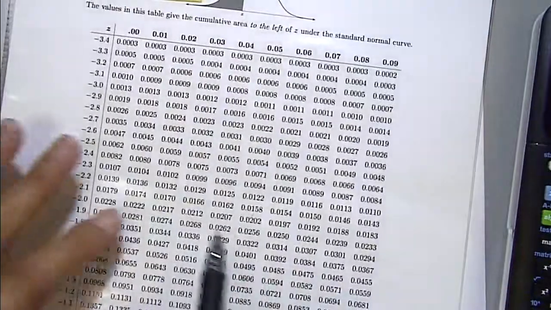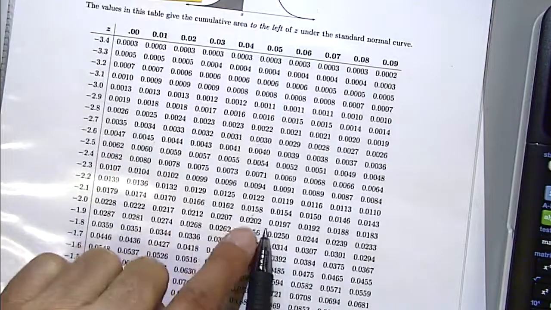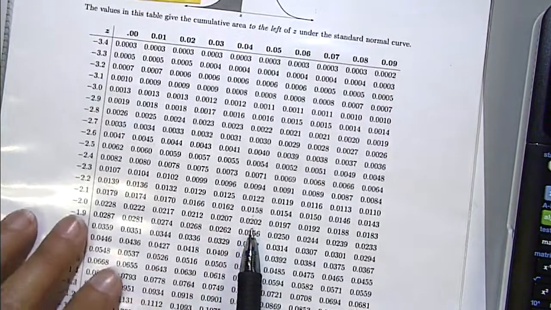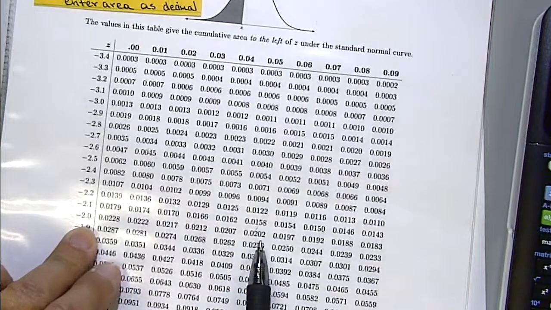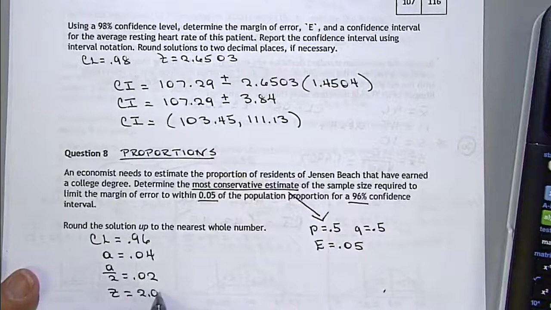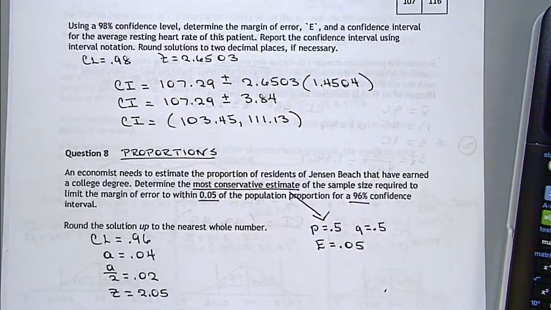And I'm going to go to 0.02. And remember, we're only using the negative side. And I'm right here. 0.02 is about, this is the closest I'm going to get. So I get 2.05. So I got a z of 2.05. And from then, it's just, can you find the proportion?